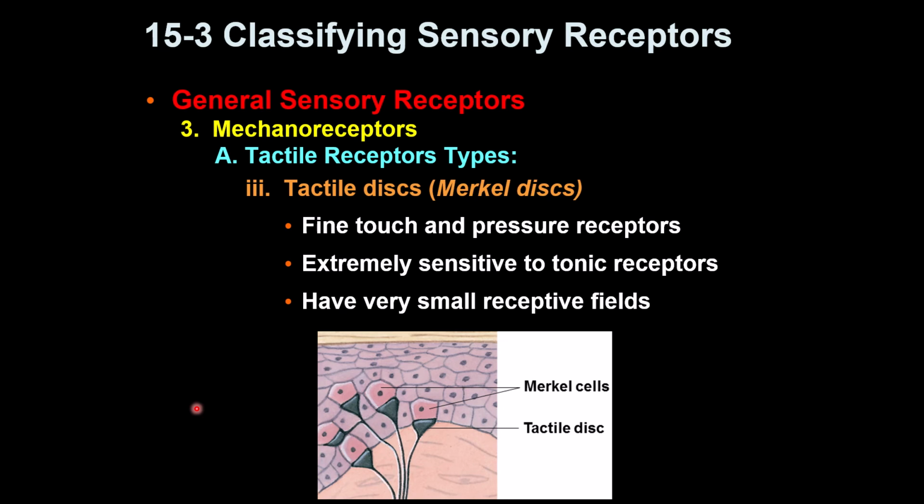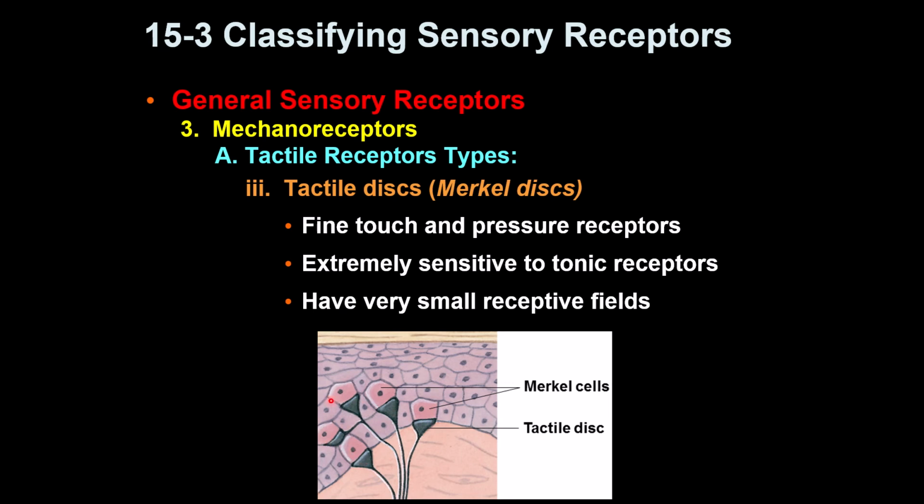Then the third one is a tactile disc or Merkel disc, and these are also located in the epidermis, similar to the free nerve endings. They are tonic, and they have a very small receptor field, and they are for fine touch and pressure. So this is very, very similar in function, and with some of the other characteristics, to the free nerve ending. The only difference is that these are specialized epithelial tissue that are connected with the nerve endings.